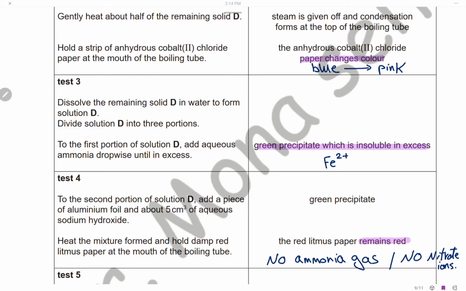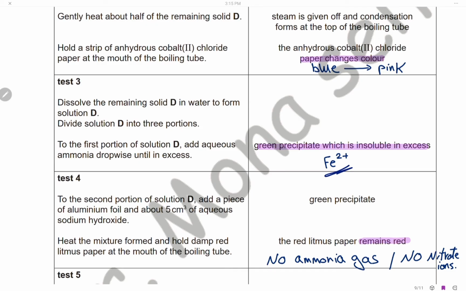Test number 3. Dissolve the remaining solid D in water to form solution D, and divide solution D into 3 portions. To the first portion, we add ammonia dropwise until in excess. A green precipitate which is insoluble in excess. A green precipitate of course indicates the presence of iron(II) ions.